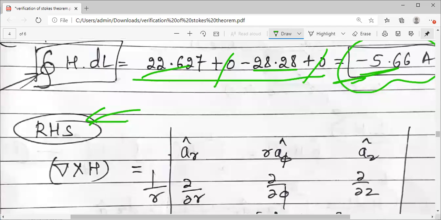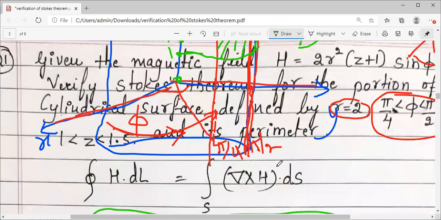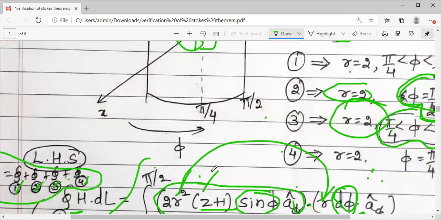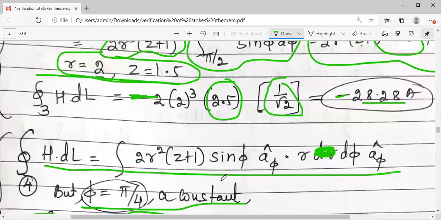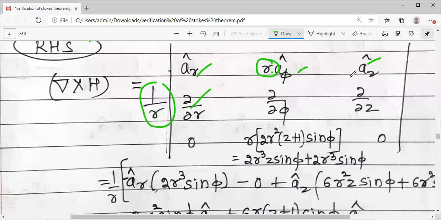Now verification. So what is the Stokes theorem equation? RHS: surface integral of del cross H. So we have to find del cross H in cylindrical coordinates. Curl equation आपको cylindrical coordinates में पता होना चाहिए. I have written 1 by R, AR, there is one extra term R here, A phi, AZ; dou by dou R, dou by dou phi, dou by dou Z; HR, R into H phi, HZ.